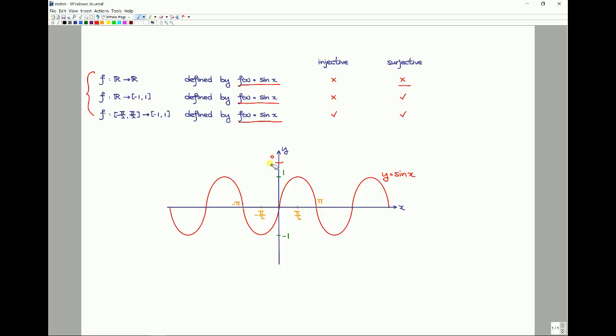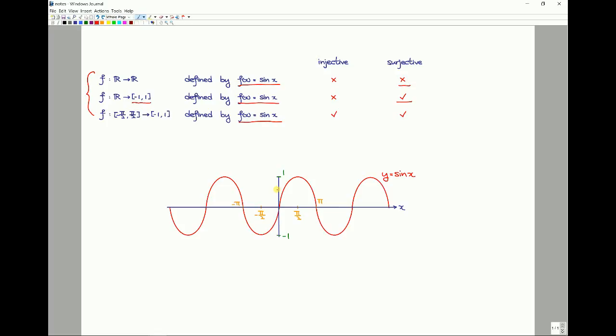However, if you try to look at the second function, you can see that the codomain is the closed interval from -1 to 1. That means that the codomain is not the whole y-axis, but only here. So now you cannot pick such a y which is bigger than 1. So you can see that the function is now surjective.